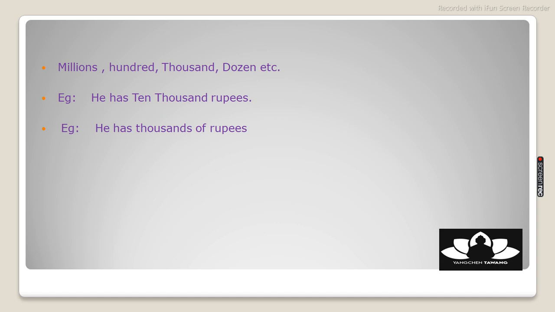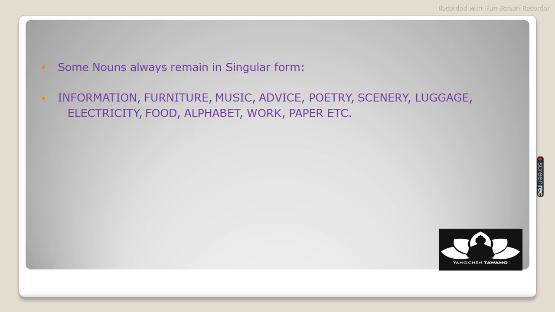So when you see both examples, it becomes clear where to use these words. Thousand we will use if a certain particular amount is mentioned in the sentence. If there is nothing mentioned about a particular amount, then we will use thousands. Another thing, some nouns always remain in singular form. These are very small things, but we need to keep them in mind.